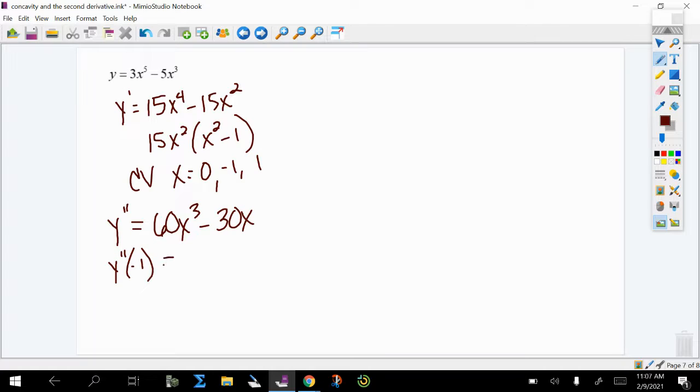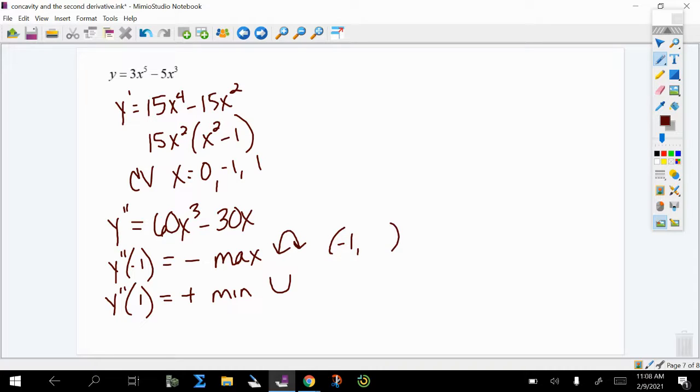If I put negative 1 into this second derivative, I'm going to get a negative 60 plus 30. That's going to be a negative. So that's a maximum because my graph would look like this. And if I put positive 1 in, I would get 60 minus 30, which is positive. So that would be a minimum, again, because the graph would look like this. So I have my maximum and I have my minimum. Here's the problem with 0 and what we do for it.